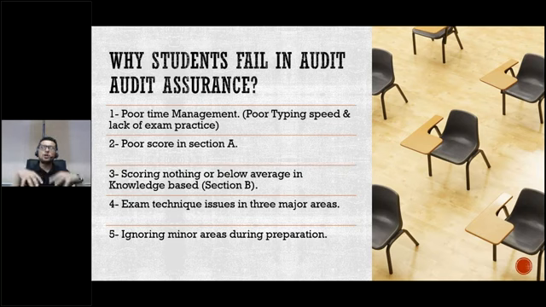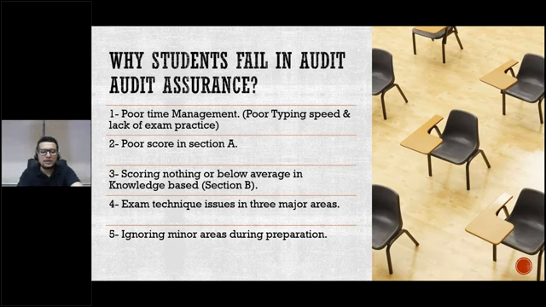Why? Because we have too many problems. We are not that good when it comes to typing speed, we are not that good with IT skills, we do not create good enough exam practice, and we do not create good enough exam pressure on ourselves before the exam. Why do students fail in audit and assurance? Because in section A, students tend to score very low or below average marks. They also score nothing or below average marks in section B, specifically the knowledge based part.